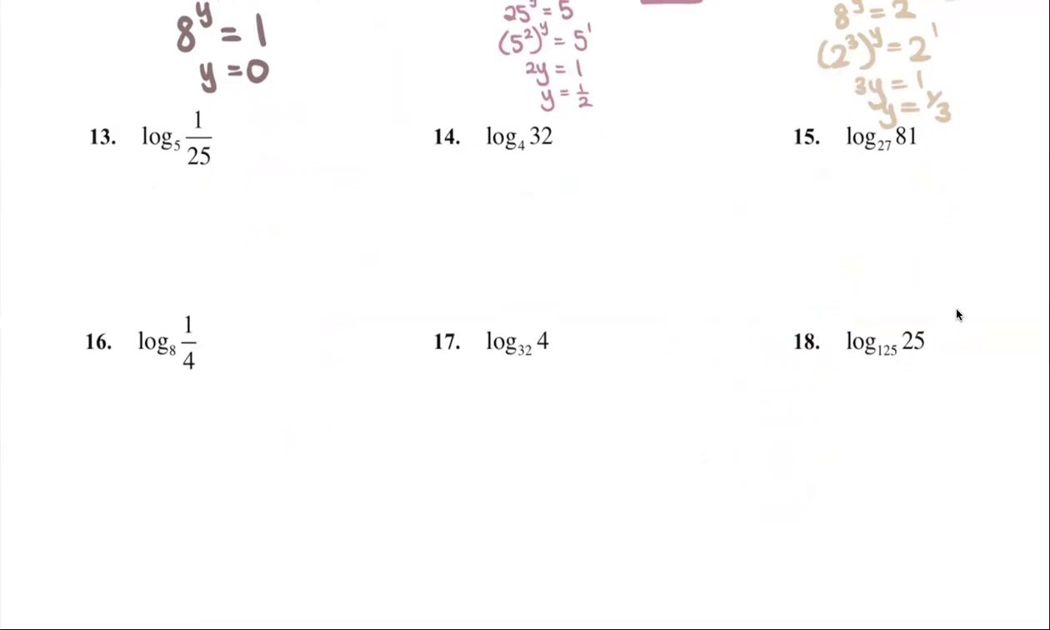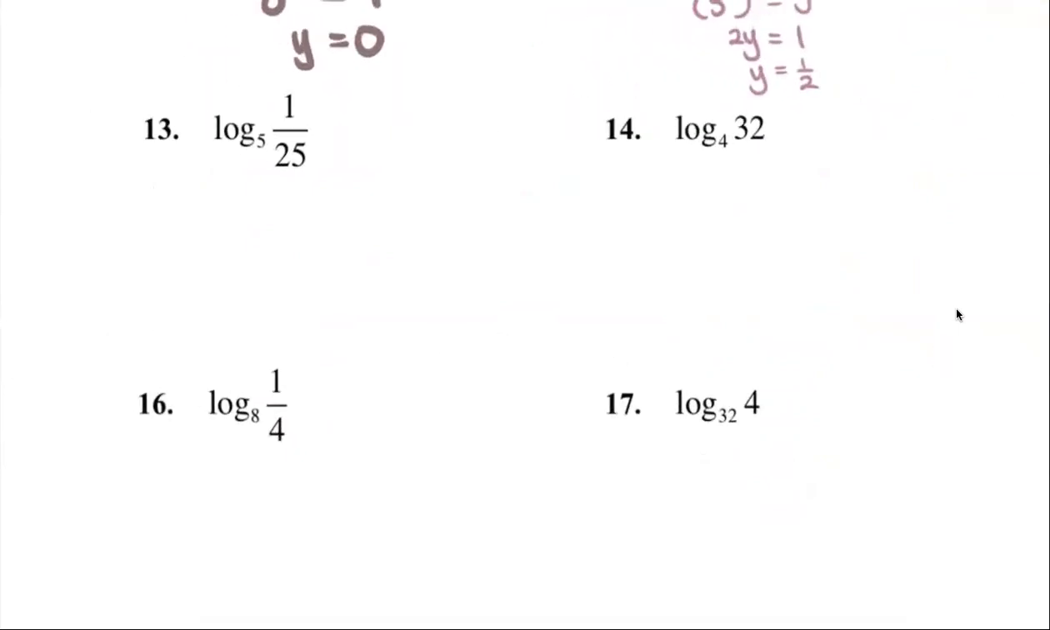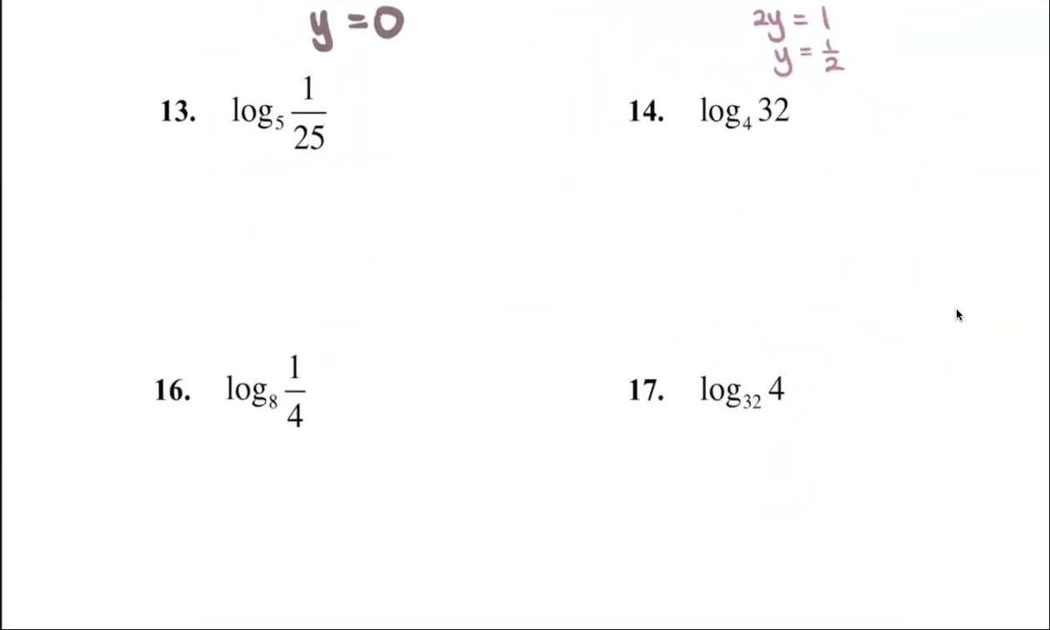Try number 13. -2. Oh my gosh, you guys are killing it. Good job. How did you get -2? I just looked at the 5 and I was like, okay, so it has to be the reciprocal of 5 to the second power. So I just did -2, which gives you the 1/25. Good. Because 5 squared is what will get you the 25. So 5 to the -2 is what will get you the 1/25. So -2 it was. Perfect.